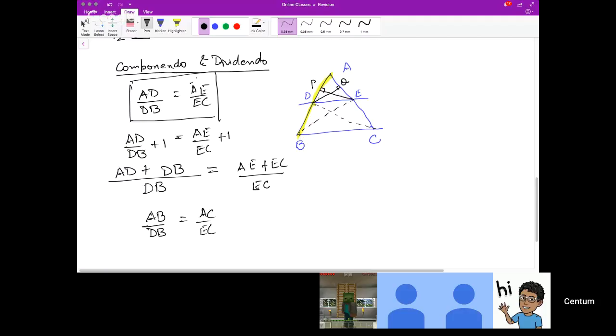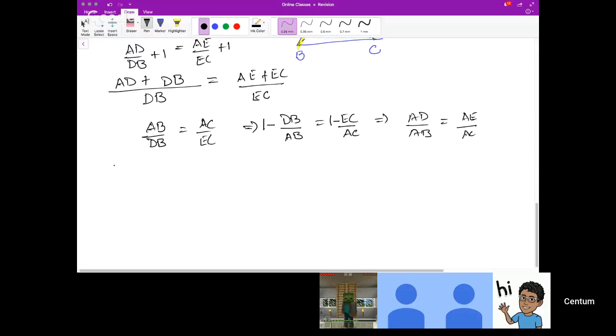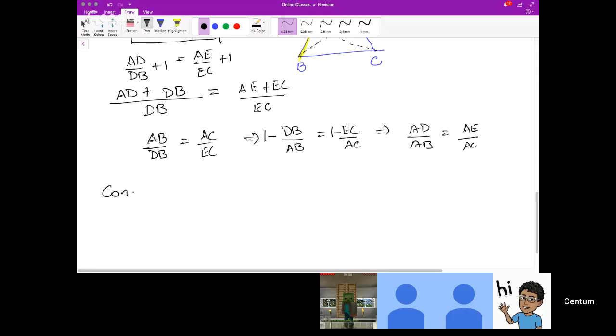Similarly, you can invert, just reciprocate it. You will get DB upon AB is equal to EC upon AC, and then if you do 1 minus this on both sides, you will again get AD upon AB is equal to AE upon AC. So these are the different corollaries to the same basic proportionality theorem, and then we had seen the converse of BPT.